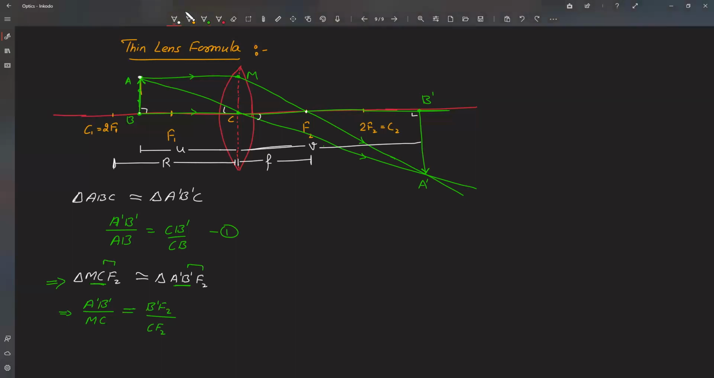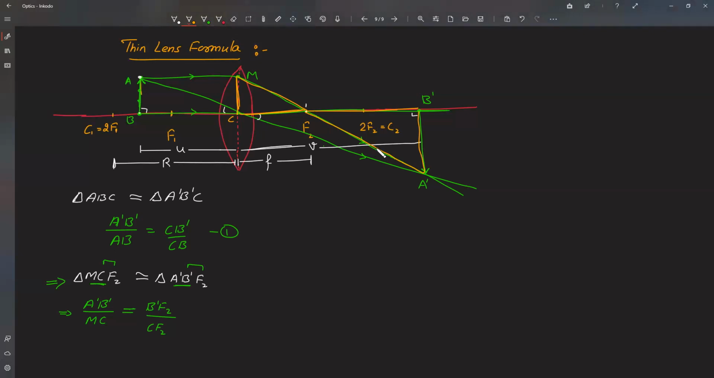So is it CF2? This is B dash F2, right? You understood which two triangles I am talking about? This triangle and this triangle. Oh yes, sorry, okay, got it.